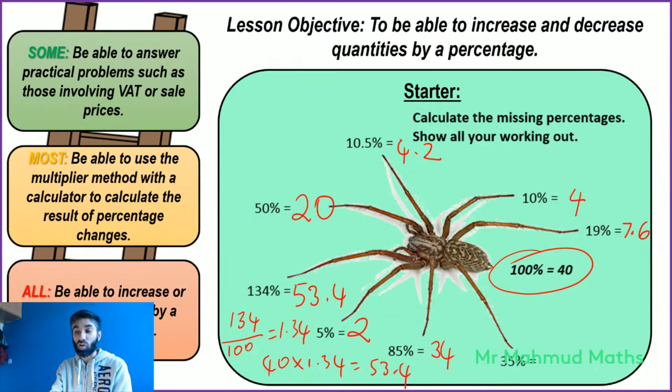And it's less than 100%. Therefore, we know the answer is going to be less than 40. And 35% is going to be 0.35 times 40, which gives us 14. Okay, so this is a quick basic recap on percentage of amounts using a multiplier, but keep an eye on the 134%. We've increased it by, in other words, 34%.